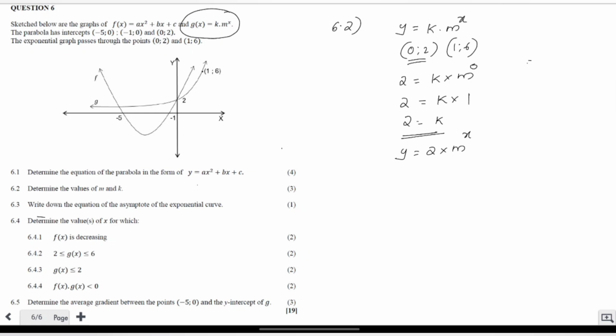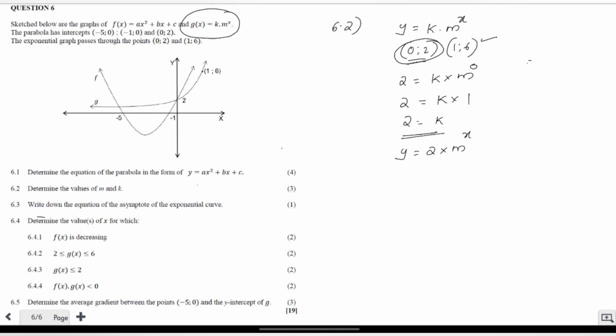Now one more unknown is there, that is m, that is the base. We already know that m is greater than 1 because that graph is increasing, isn't it? All right. So for finding that m, we are going to use the next point. What is that? (1, 6), because this point we used already. So with two unknowns we need 2 points. One unknown, we need 1 point. Substitute and get it.